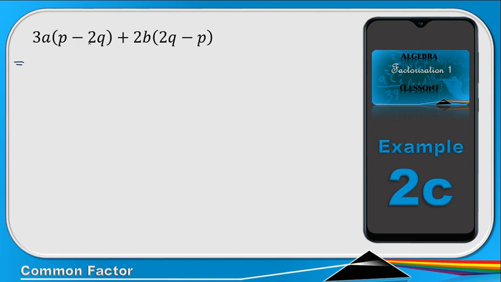But if we look closer, we can see that if we swap these two around, if I have p minus 2q, now let's start with something like a plus b, right? I can swap it around, and then it just becomes b plus a.